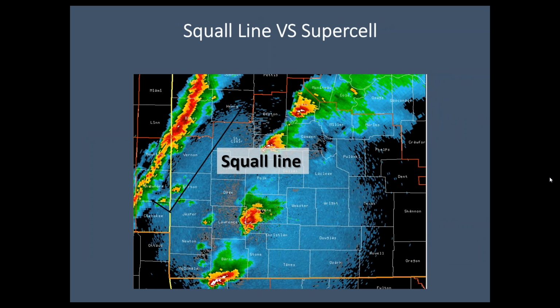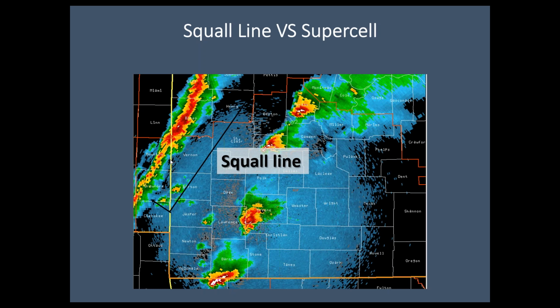And really, outside of tornado threat, your biggest threats are going to be in that downdraft region, because that's where your large hail is going to be. That's where those damaging winds are going to be. So let's take a look at that in respect to squall lines and supercells.